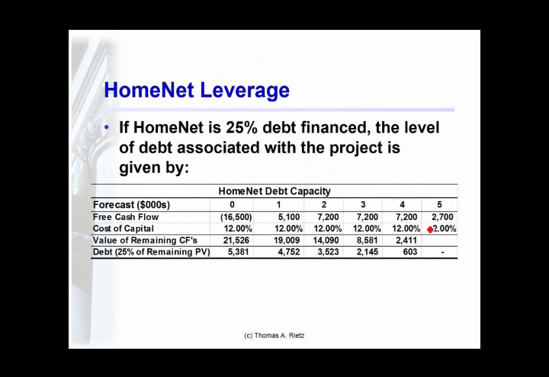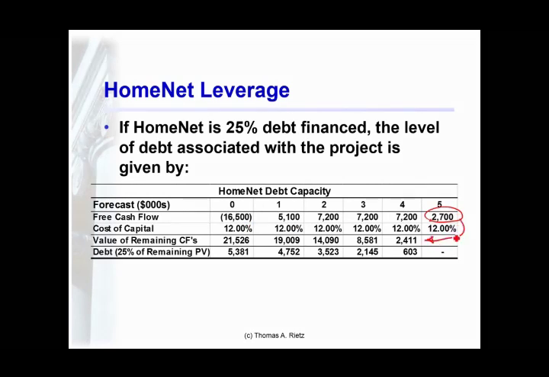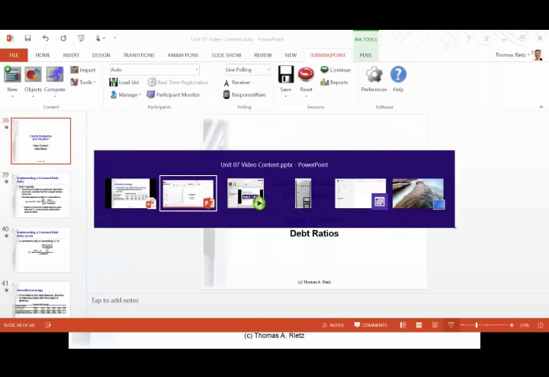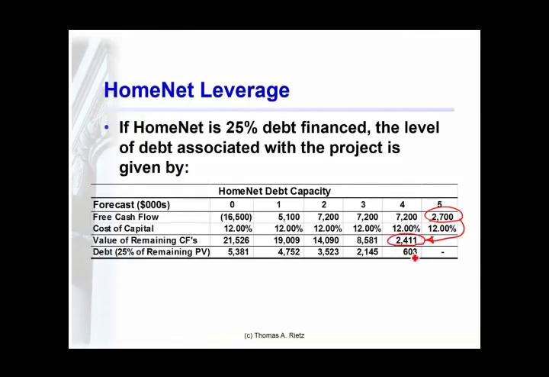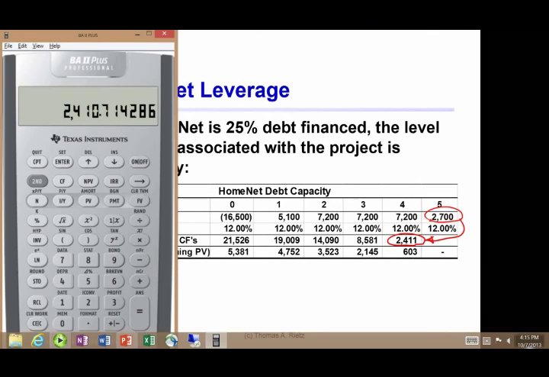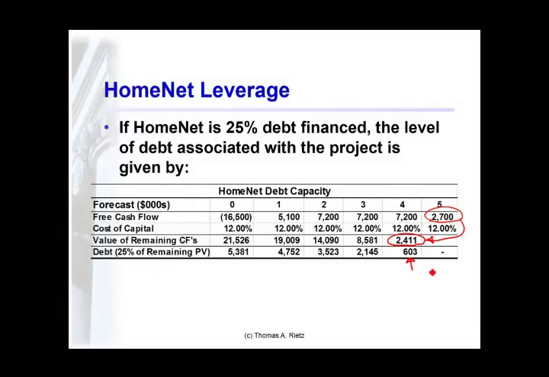So consider our project that has free cash flows 16,500, 5,100, 7,200, 7,200, 7,200, and 2,700. The value of this cash flow in year 5 as of year 4 is just discounted one time. So working through it, 2,700 discounted one time is the 2,411 right here. Now, I'm going to store that because I'll need it in a minute, but multiply that by 25%, and you get the debt that needs to be outstanding in period 4, which is 603 right here.